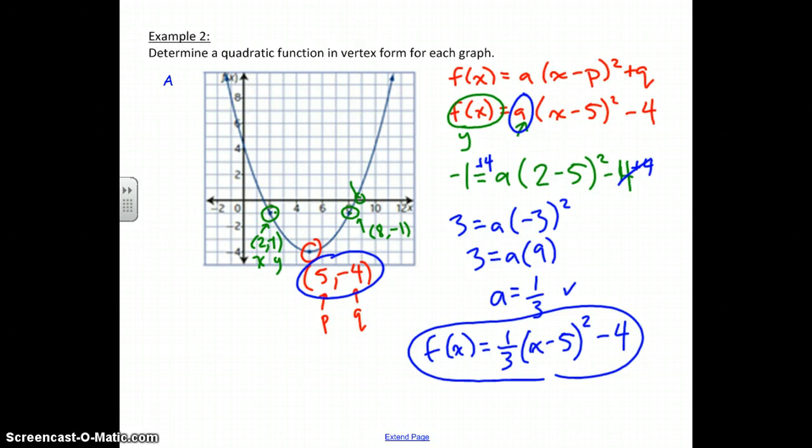So again, we found it by finding our vertex, and then after finding our vertex, we subbed into the equation here. But then we needed to find a, so what we did is we picked a point that we knew, and we subbed it in for our x and our y, and then we found a, and then we subbed it in.